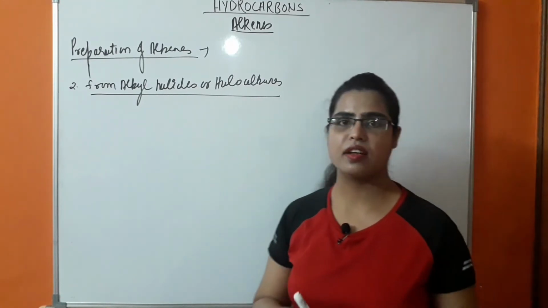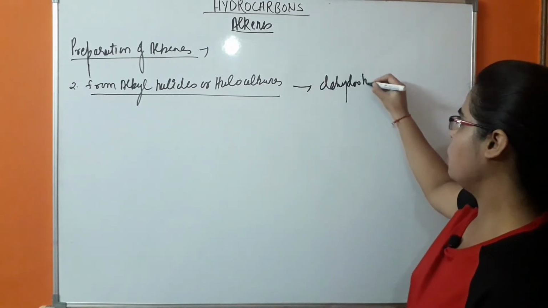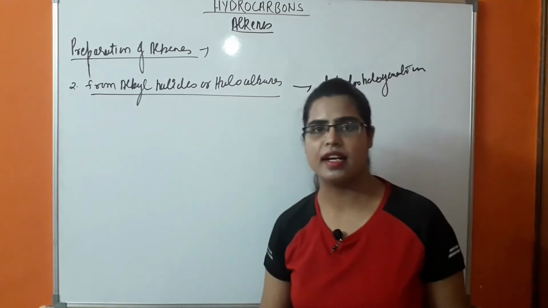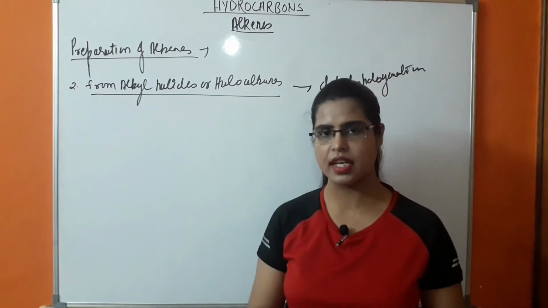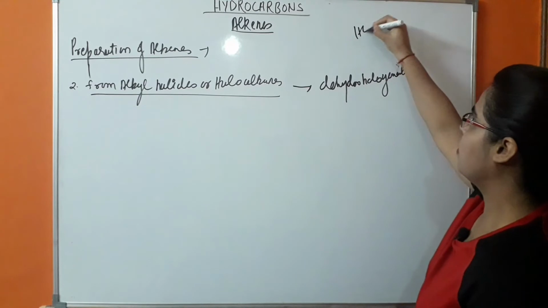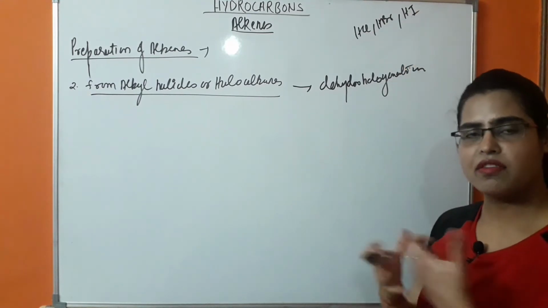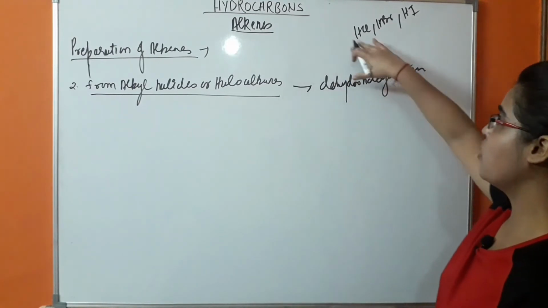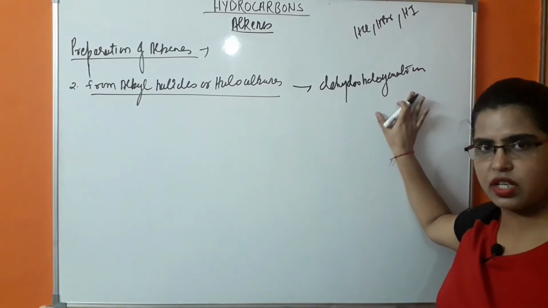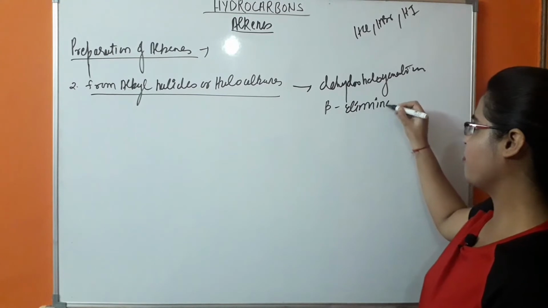In this there will be dehydrohalogenation. Dehydrohalogenation means there will be removal of a hydrogen and a halogen atom. So in this case molecules like HCl, HBr, HI are removed, and there will be formation of alkene by the removal of these molecules. This is known as dehydrohalogenation. In this, beta elimination is taking place.